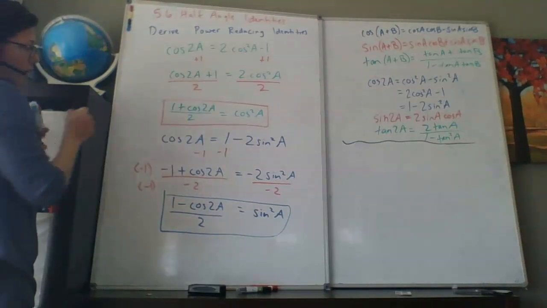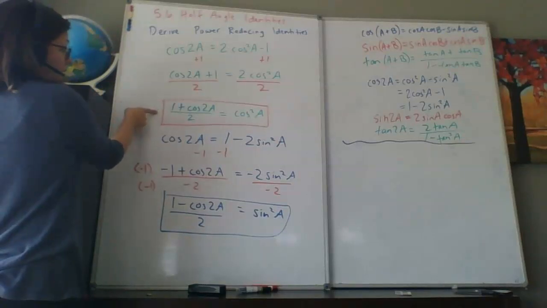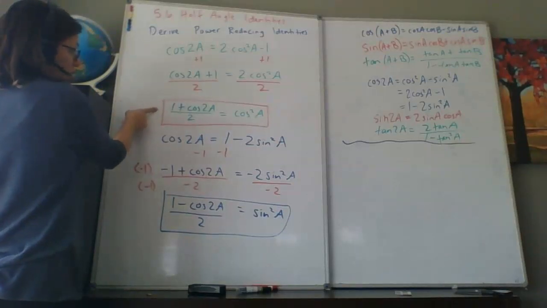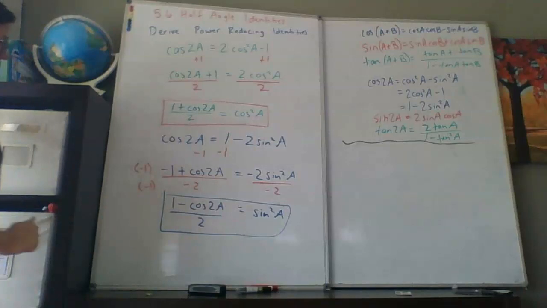So therefore, we have our power-reducing identities. Cosine squared a is 1 plus cosine of 2a all over 2, and sine squared a is 1 minus cosine of 2a all over 2.